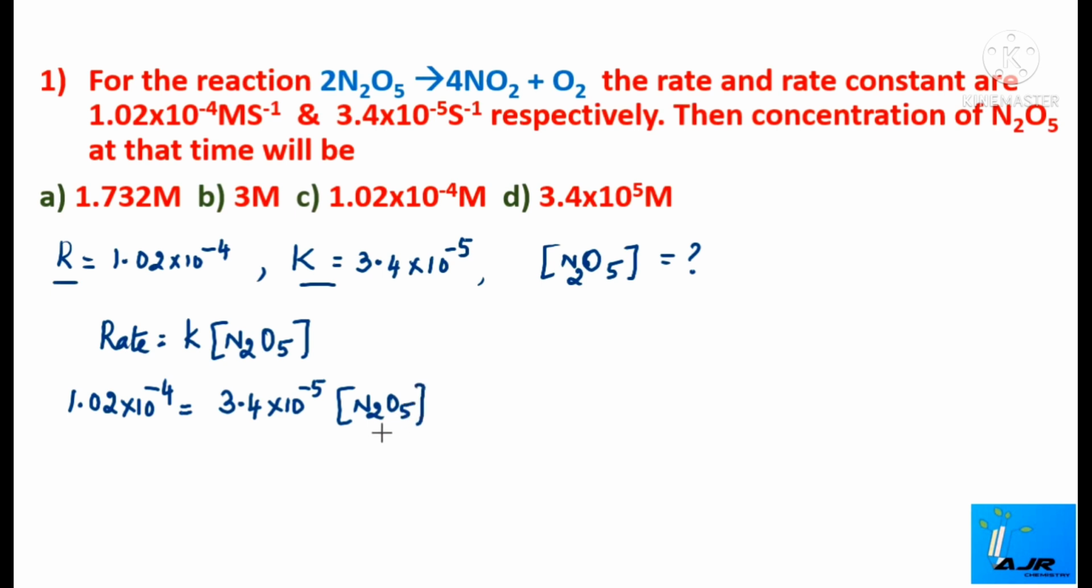So two values are given, and now you need the N2O5 concentration alone. You can make use of these two values, simplify and find the answer. So the answer is 3 molar. The concentration of N2O5 is 3 molar. So option B is correct. Understood, students?